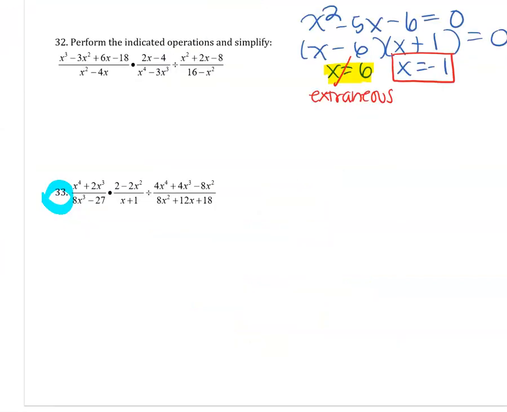All right, we've got one last problem here to go through. So it has multiplication and division in it. These ones are always fun, I think, just because there's a ton of stuff to factor and then you just cancel all the things.